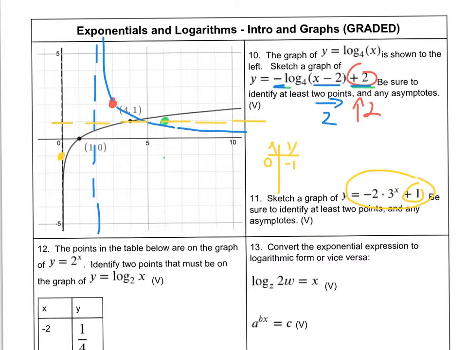And then I'll plug in maybe, I don't know, 1. -2 times 3 is going to be -6 plus 1 is -5. So we get 1, -5. This would give us a graph that looks very steep, something like this.